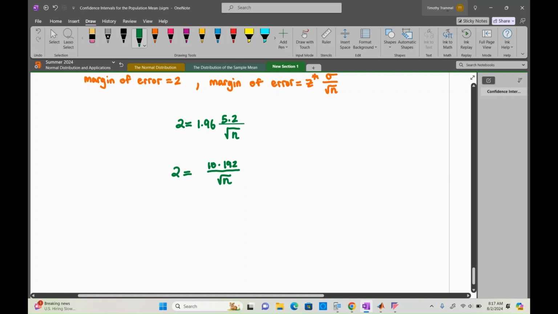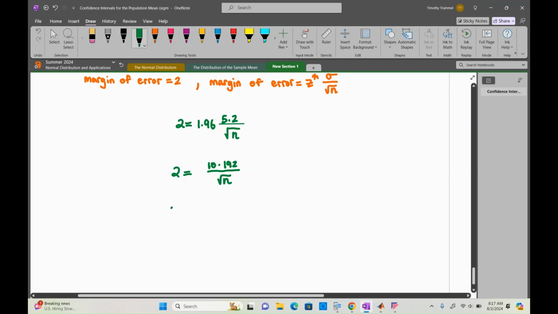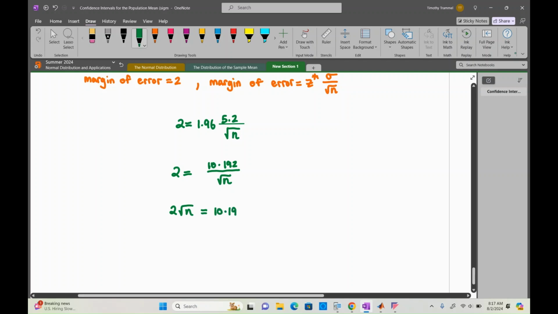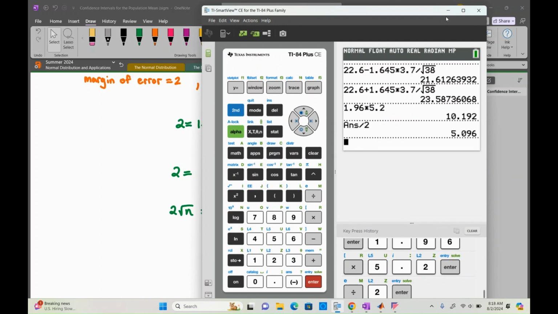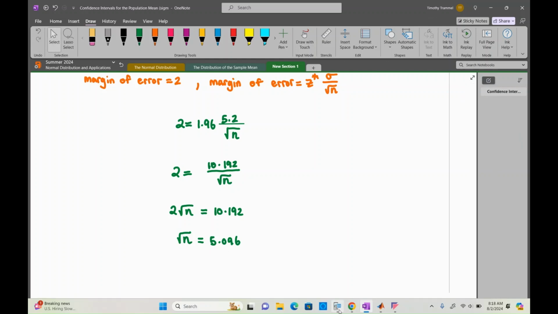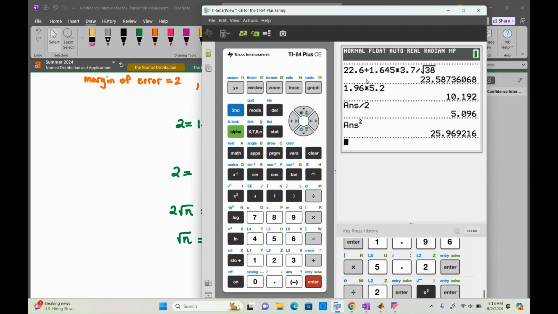And then we could multiply both sides by the square root of n. If we do that, we get 2 square root of n is equal to 10.192. And then we could divide both sides by 2. So I'm going to hit divide by 2. So we're getting 5.096. And then lastly, we just need to square each side. So if we do that here, we're getting about 25.97.